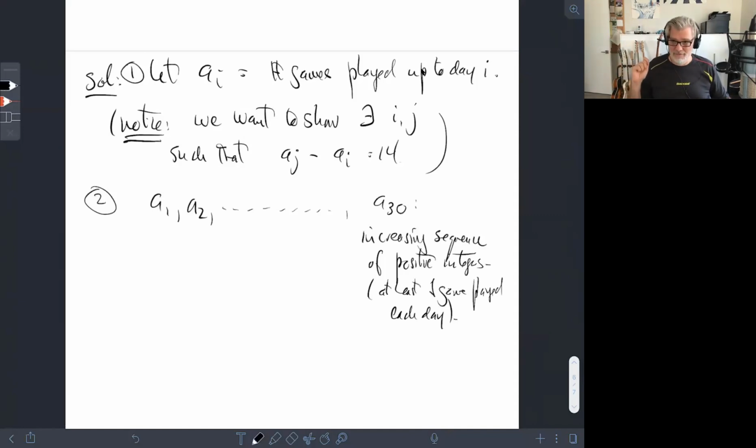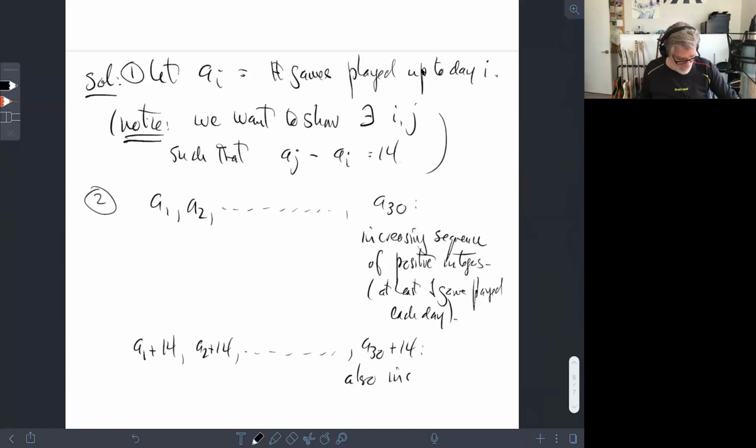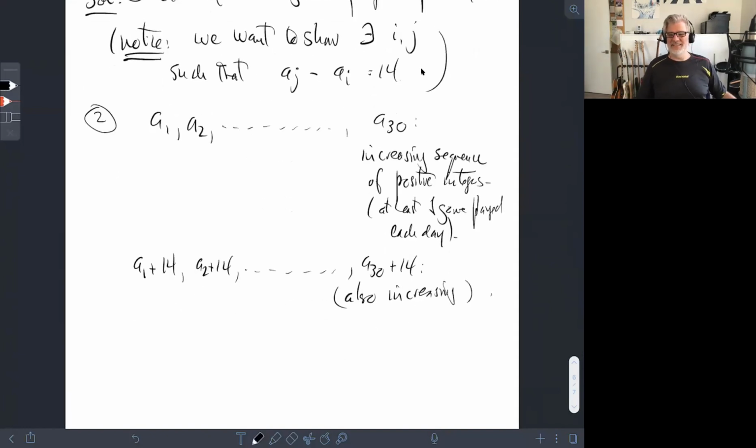Now, here is the next really super important thing to do. And I don't know how you come up with this. I don't think I would have come up with it, not this way anyway. But look at the sequence of all these numbers and add 14 to them. So A1 plus 14, A2 plus 14, right up to A30 plus 14. Now, if I started with an increasing sequence of positive integers, I still have an increasing sequence. So this is also increasing. Obviously, there are no two numbers which are the same. They're getting bigger and bigger. Well, we're still not done, but we're almost there.